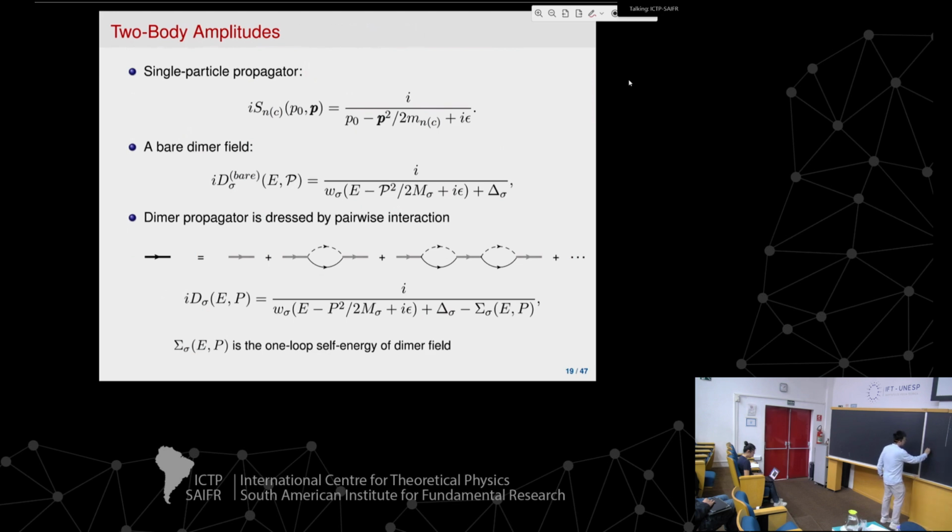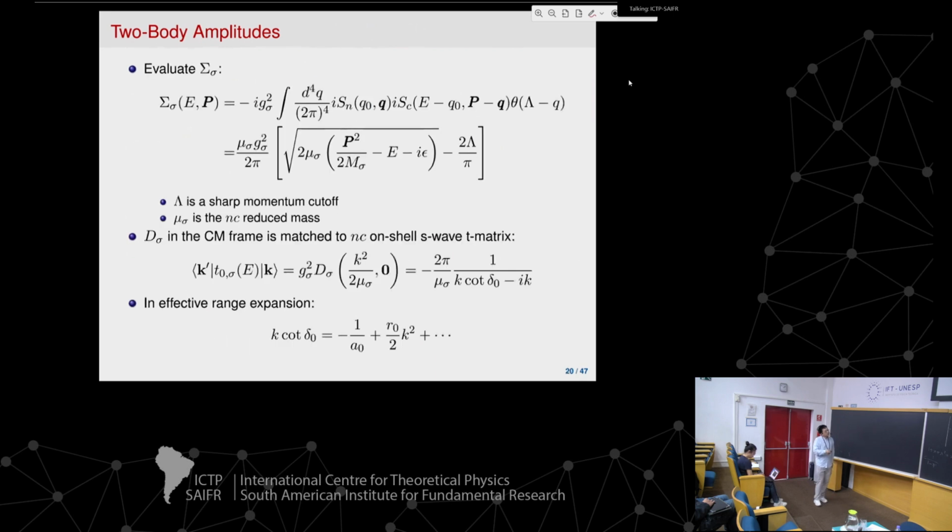But if you resum all those diagrams, the resummation is like a series expansion: if you have x plus x squared plus x cubed, you put this into 1 over 1 minus x, right? So this self energy will end up in the denominator of the additional contributions, and so then you can use this dressed dimer field. So basically, you need to calculate the self energies. So this is the equation.